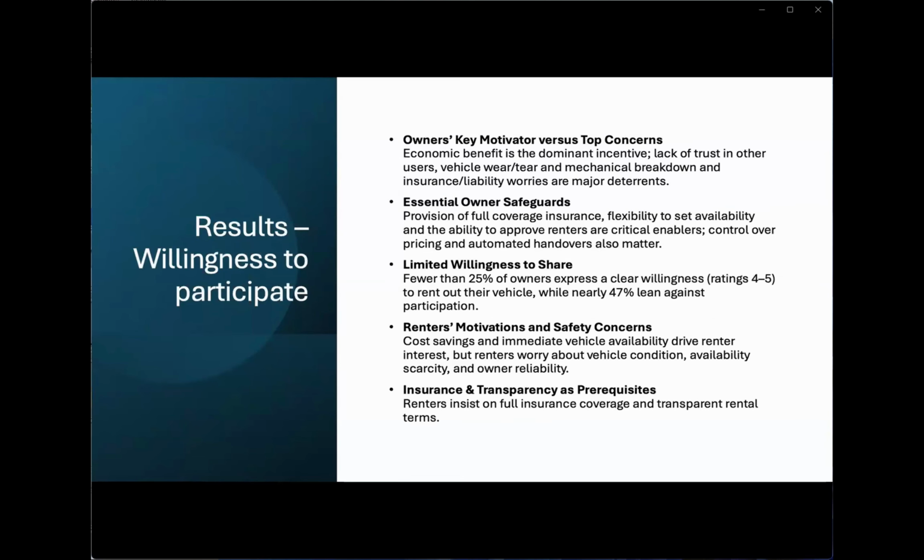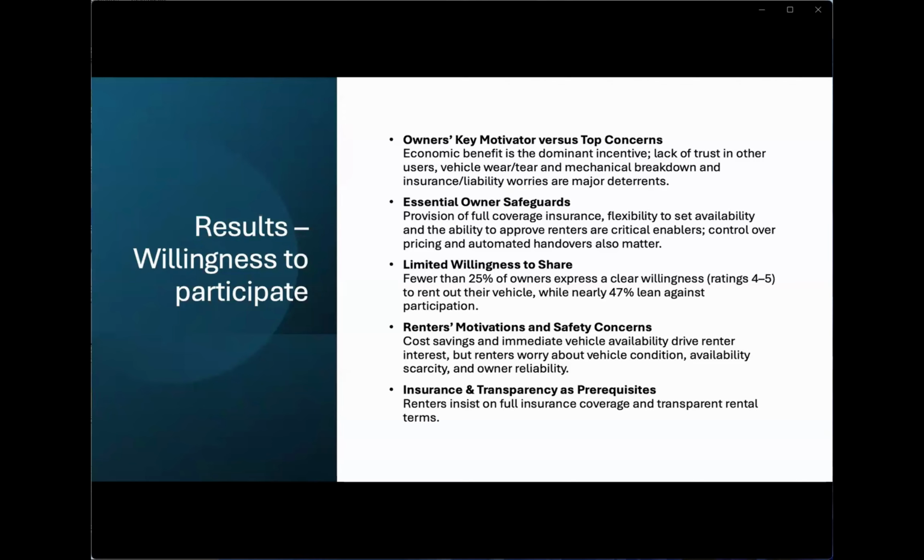In terms of willingness to participate in peer-to-peer car sharing schemes, for car owners, economic benefit is the dominant incentive. On the other hand, lack of trust in other users, vehicle wear and tear and mechanical breakdown, and insurance and liability worries are major deterrents. Provision of full coverage insurance, flexibility in setting availability, and the ability to approve renters are critical enablers. Control over pricing and automated handovers also matter.